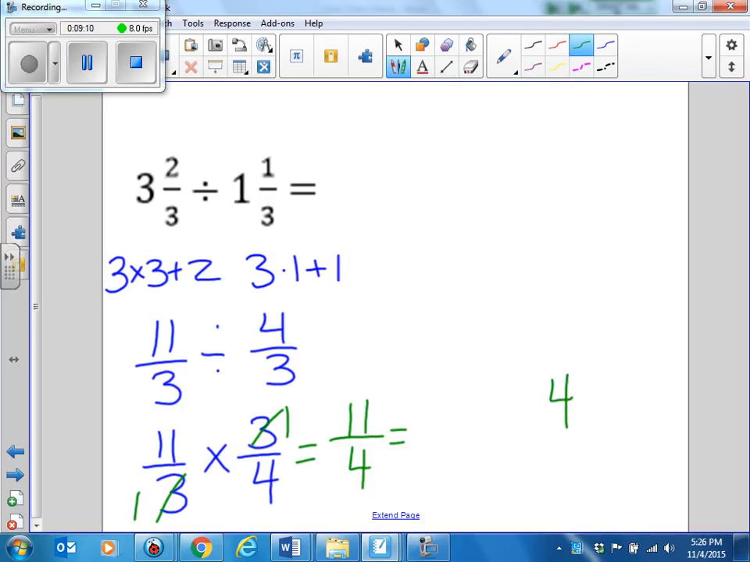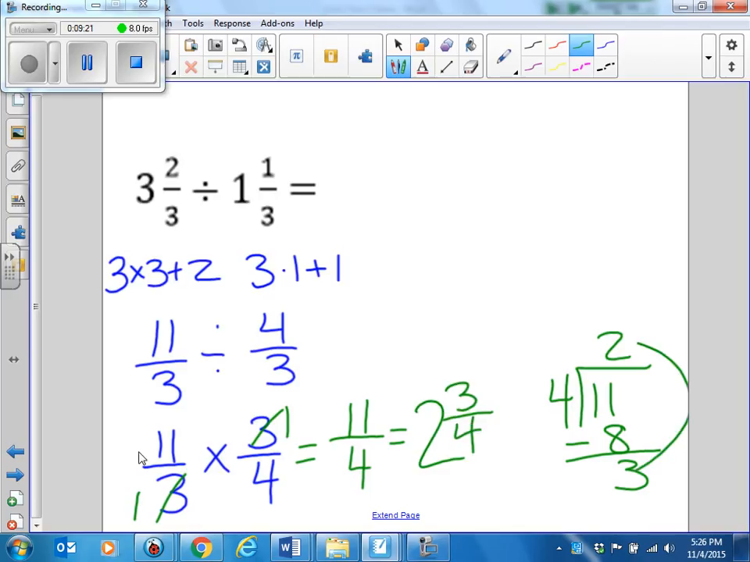Okay, and then 4 goes into 11 2 times. That's 8, and I have a remainder of 3. So the answer is 2 3/4. Again, I follow it around this way. Go ahead and pause the video here if you need to.